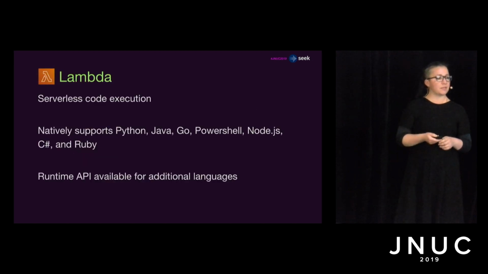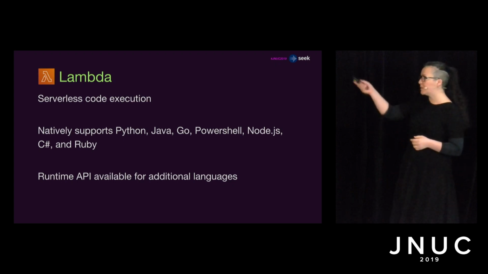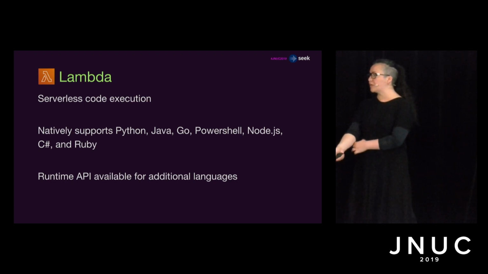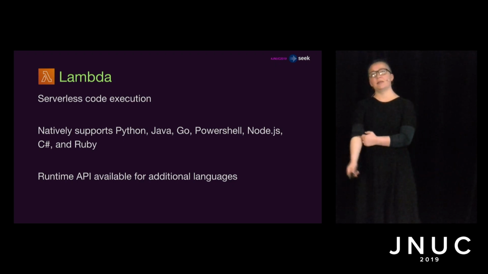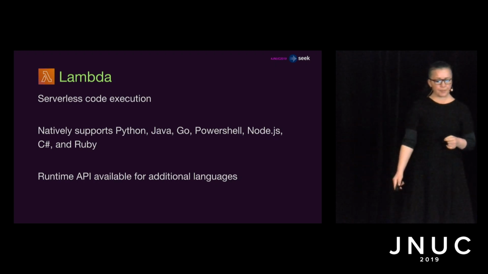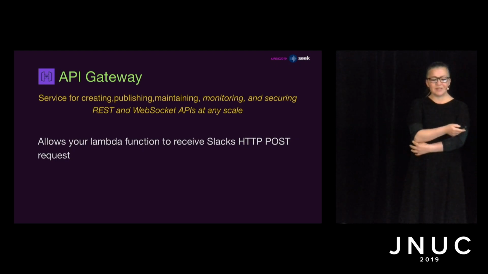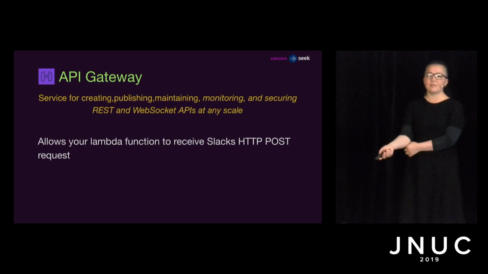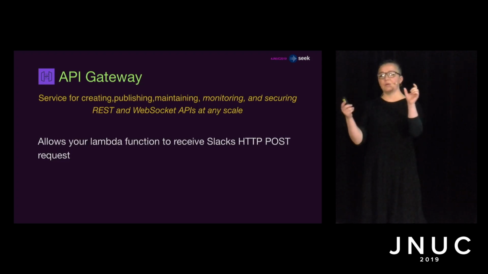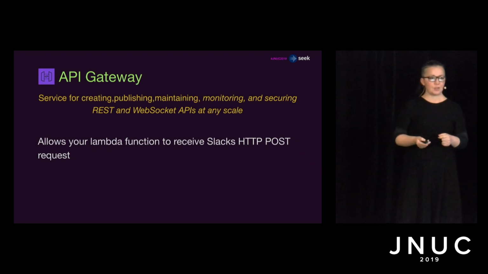So Lambda is a serverless compute service, which means that you can run code without having to worry about a server running it. It natively supports all those languages, but there's also a runtime API, which means that you can pretty much run any language you're comfortable with. That's the spiel on what API Gateway is. But what it comes down to is that it gives your Lambda function a URL so that Slack can interact with it, so it can send the data to it, the post request to it.